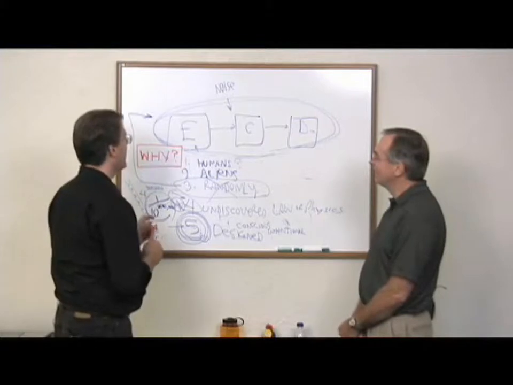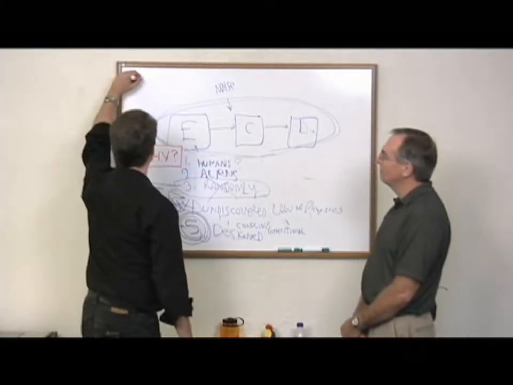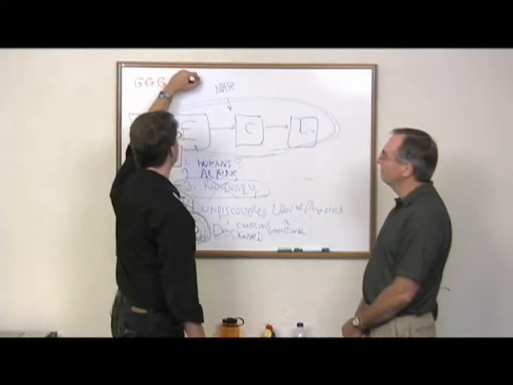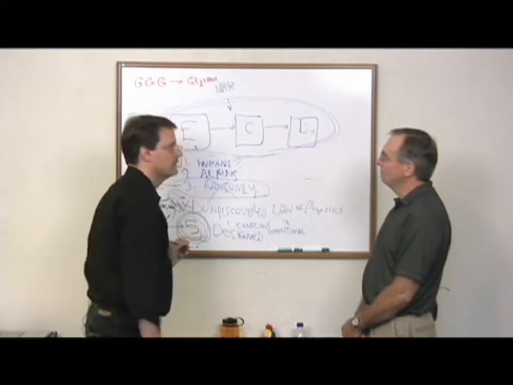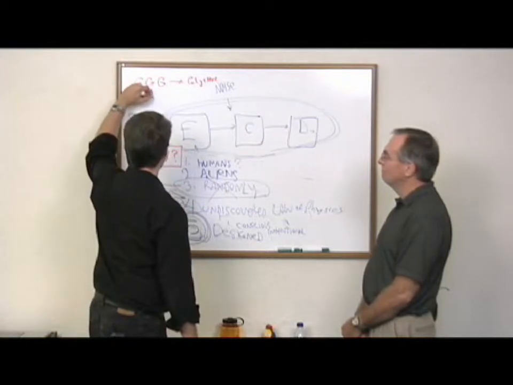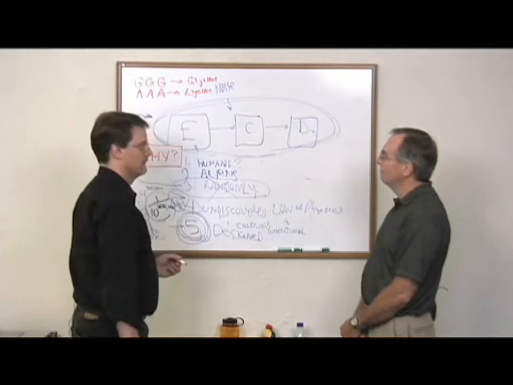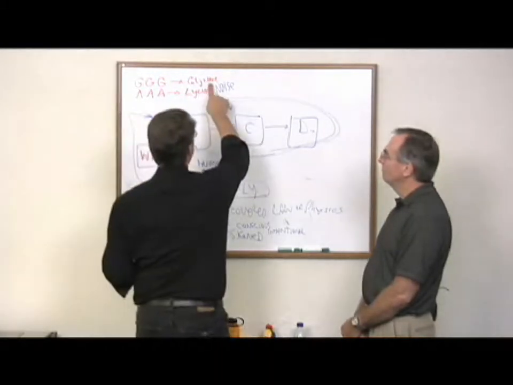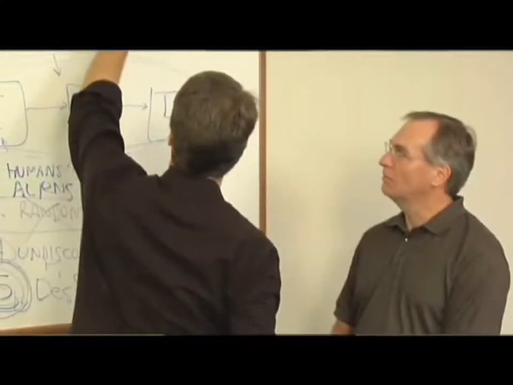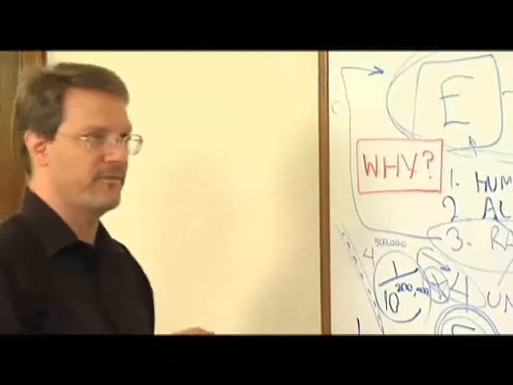And you have implicit purpose. So the purpose of GGG is to make glycine. It's implicit in the system. The purpose of AAA is to make lysine. The purpose of glycine is to combine with other amino acids and make a protein.